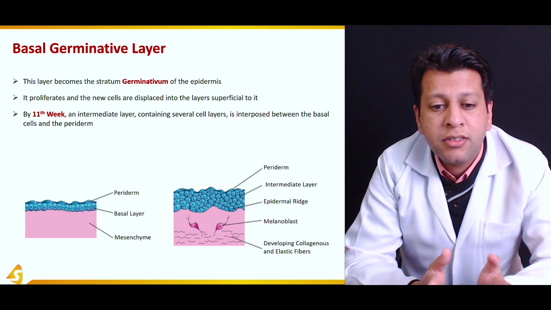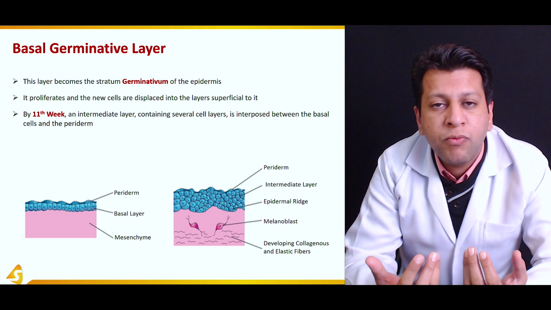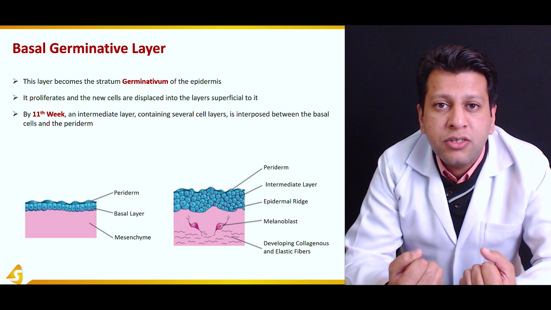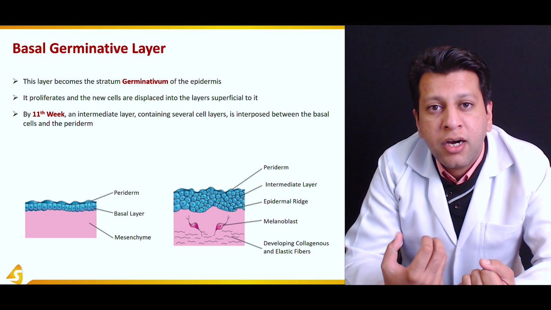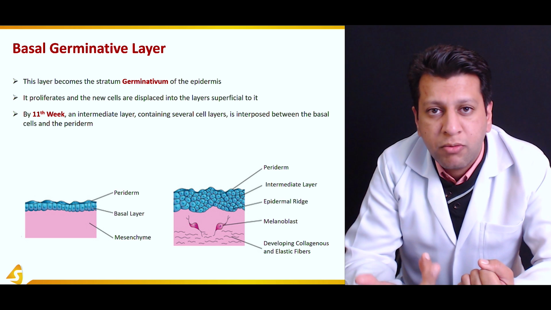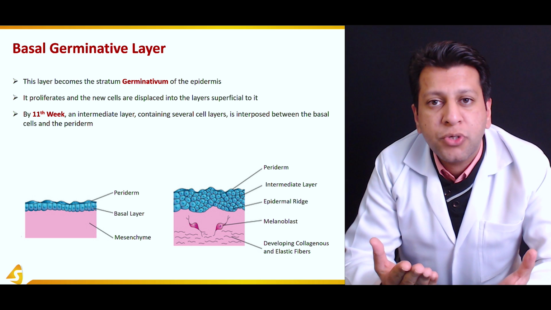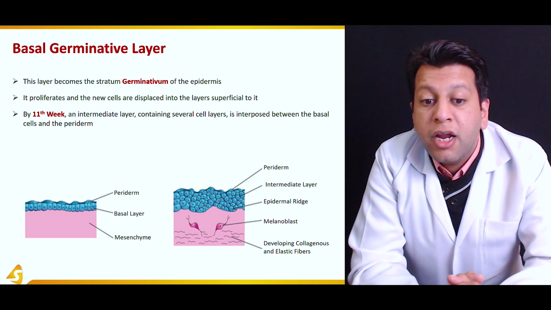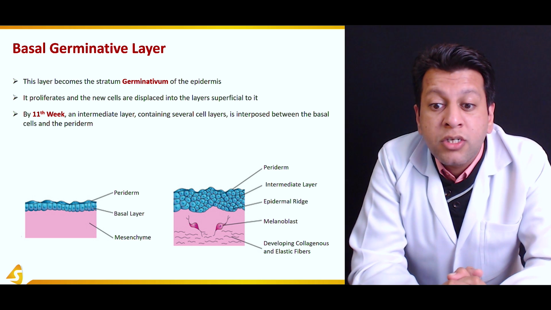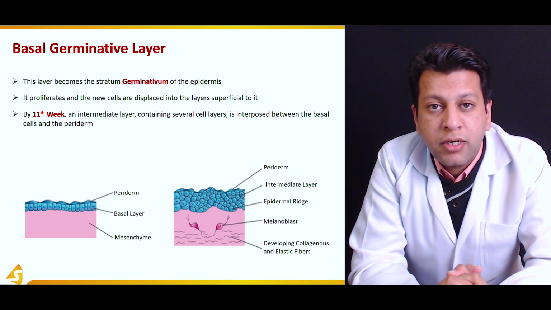in the previous section. By the word you can understand, germinativum would mean germinating, or producing more and more cells, budding into cells and cells, and they are pushing the other layers up. It proliferates and the new cells are displaced into layers superficial to it.